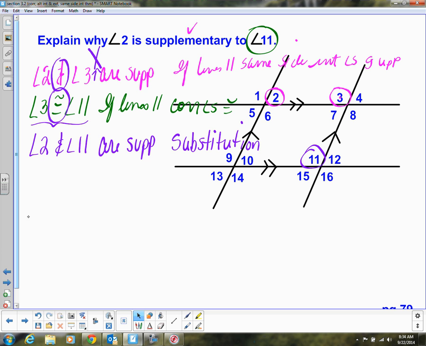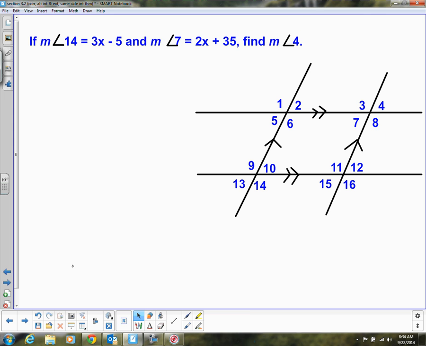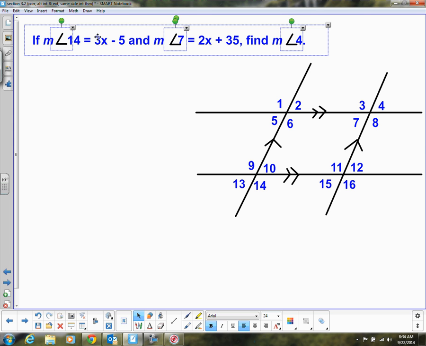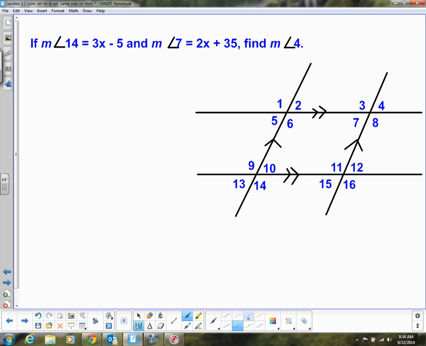Okay, so now, this is what we did this question first period. So I'm going to delete this question, and we're going to do this question this period, so you'll have both of them up there. All right, so here we go. They're telling us that 14, where's 14? This is 3x minus 5. This is where our algebra comes in. And they're telling us 7 is 2x plus 35.